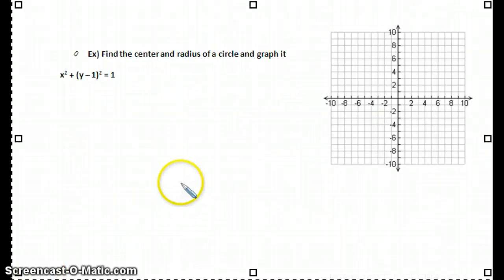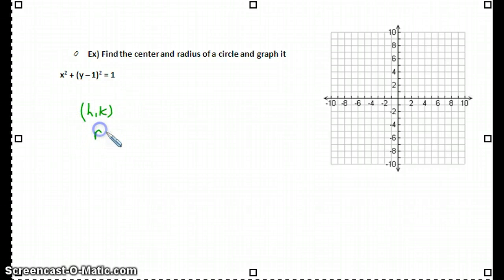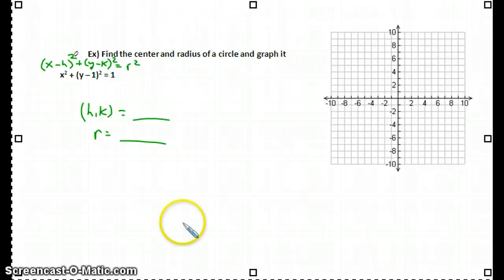Taking a look at the next example, it says, here's the equation for a circle. I want you to graph it and then tell me what the center, the (h, k), is, and also what the radius is. So the generic form of my equation, without any numbers in it, would be this. You can see I wrote this above it so that it lines up, and I can find that my h value is 0, and my k value is a +1.